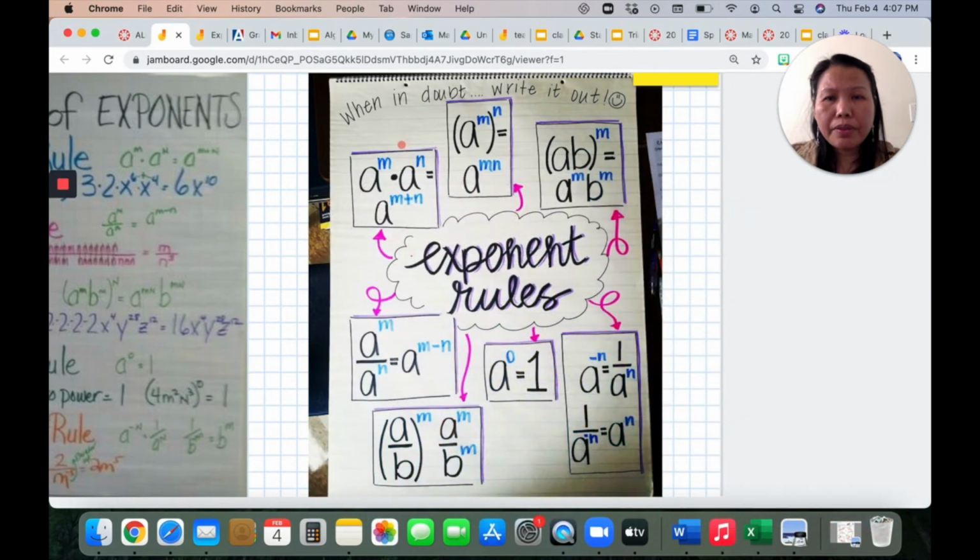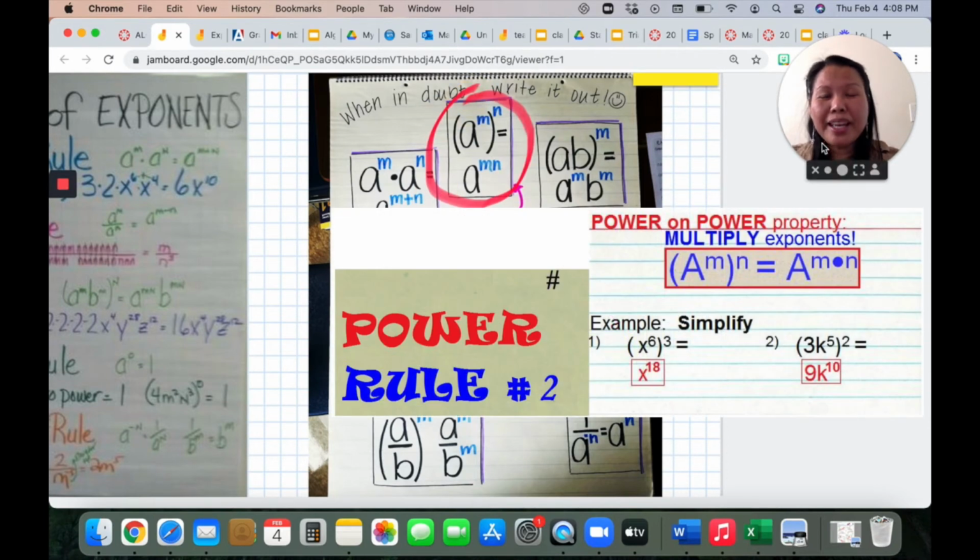Always in math. The product rule, we add the exponents. So that's rule number 1. Rule number 2, the quotient rule, where we subtract the exponents. Rule number 3, the one that we get switched with number 2 sometimes. This is the power to power. Remember the power rule. Multiply the little exponents.